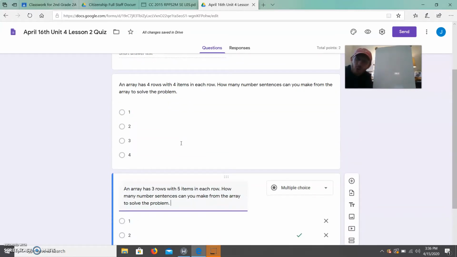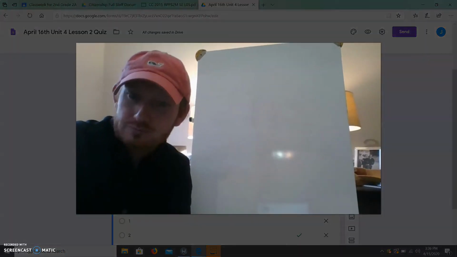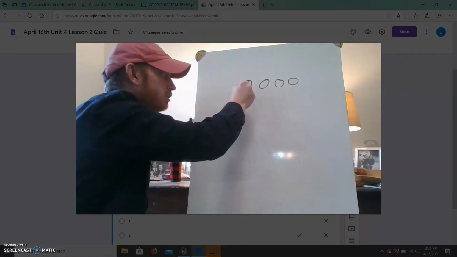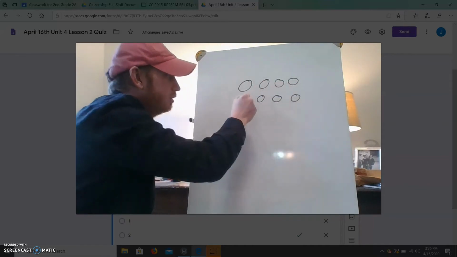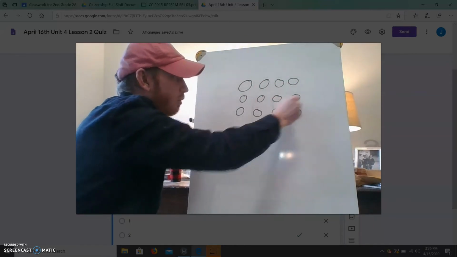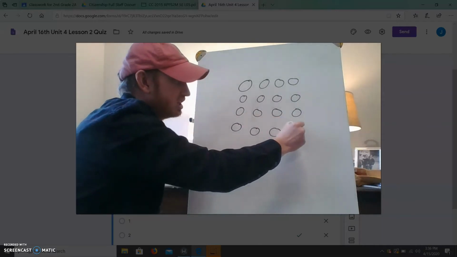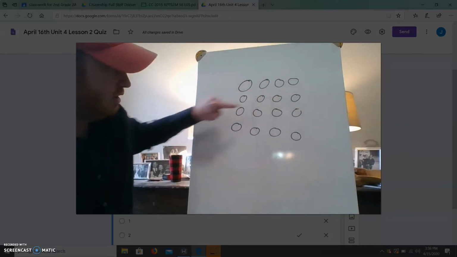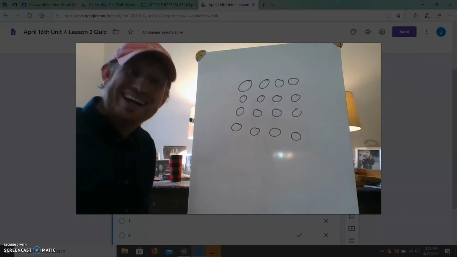An array has 4 rows with 4 items in each row. How many number sentences can you make from the array to solve the problem? 4 rows, 4 items in each row. So 1, 2, 3, 4. So we have 4 rows, 1, 2, 3, 4, and we have 4 in each row.